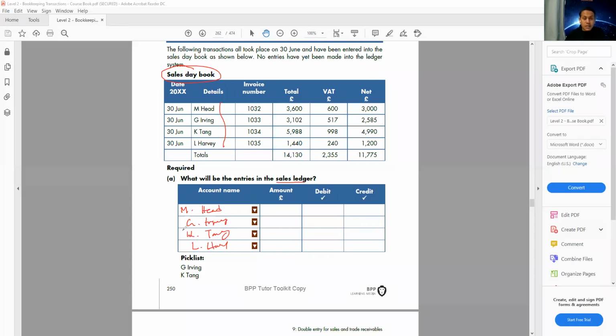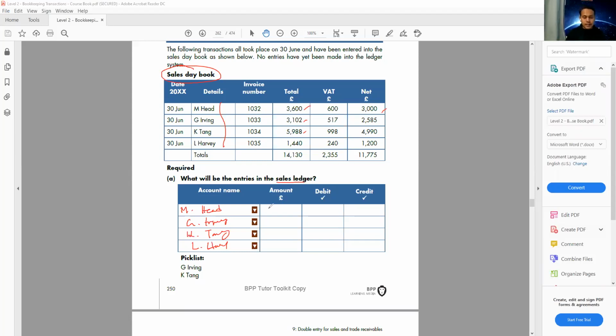So I'm writing all these customer names here. I'm going to take the total amount because I'm charging the total amount to the customer. Remember, I never charge the net amount to the customer. I always charge my customer with the VAT. I'm the one who is responsible to pay the VAT to HMRC separately. So I always charge the customer with the VAT.